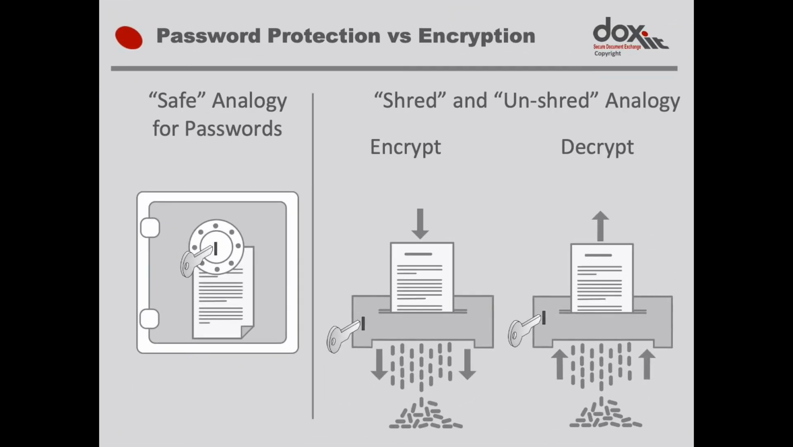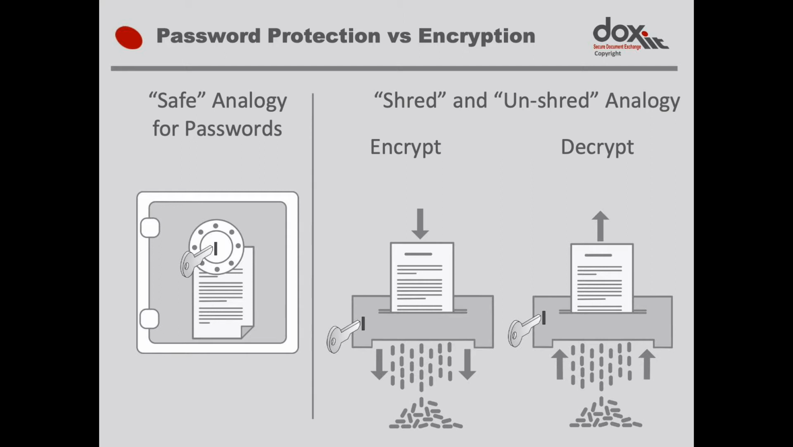This slide uses a physical analogy to try and explain the difference between protecting a document with a password and encrypting a document. When a document is stored on a server which is password protected, it is similar to locking the document in a strong container, such as a safe. The document inside the safe is still fully readable. The protection is as good as the strength of the container. When the document is removed from the safe, the protection is gone.